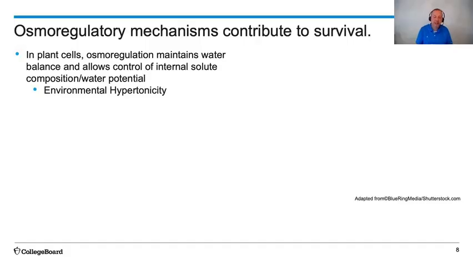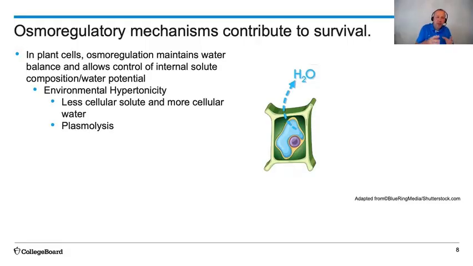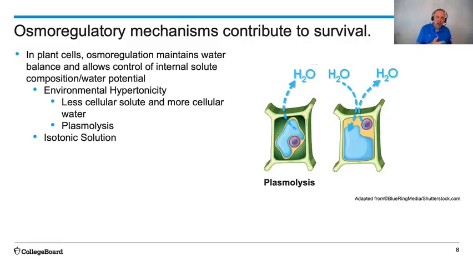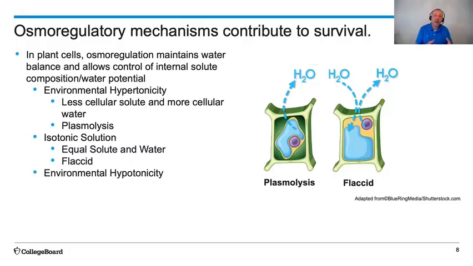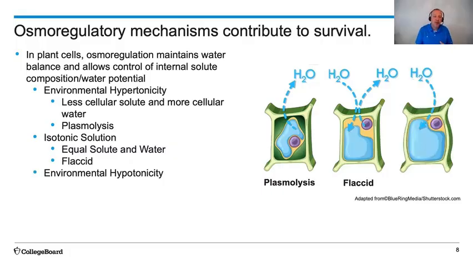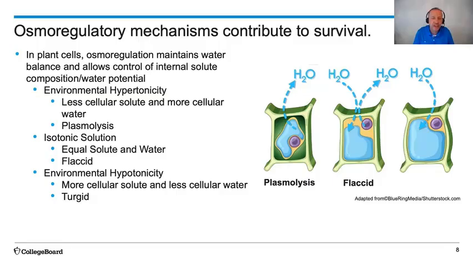Environmental hypertonicity means less cellular solute and more cellular water, which results in plasmolysis, where water leaves the plant cell. In isotonic solutions, there is equal solute and equal water, meaning water is equally moving in and out of the cell, which results in a flaccid condition for the plant. Finally, during environmental hypotonicity, there is more cellular solute and less cellular water, so water comes rushing into the cell. This is known as turgid.